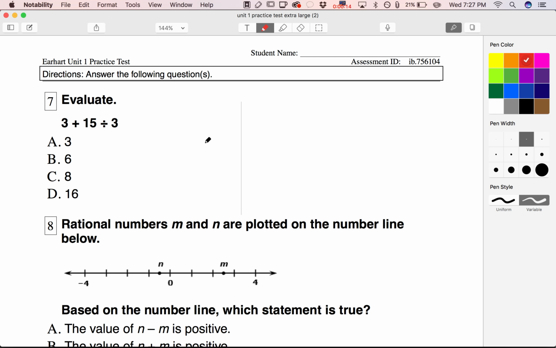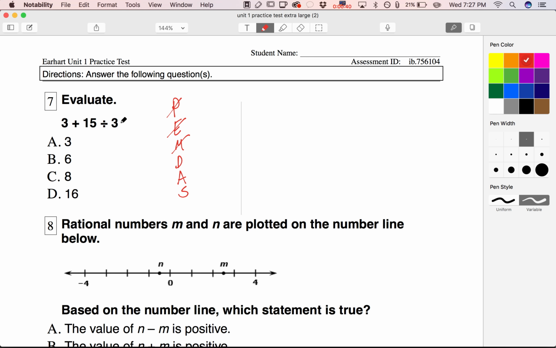So we have 3 plus 15 divided by 3. There's how many operations? 1, 2. When there's more than one operation, you definitely know that you want to use PEMDAS. This is parentheses, exponents, multiplication, division, addition, subtraction. So we are going to look through. There are no parentheses. There are no exponents besides the ones that are up here, so nothing that is different.